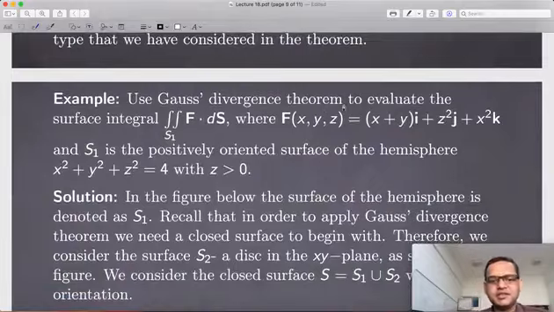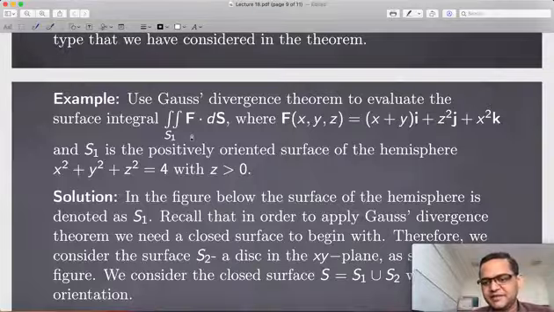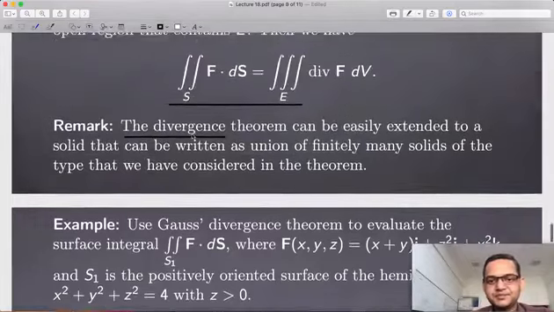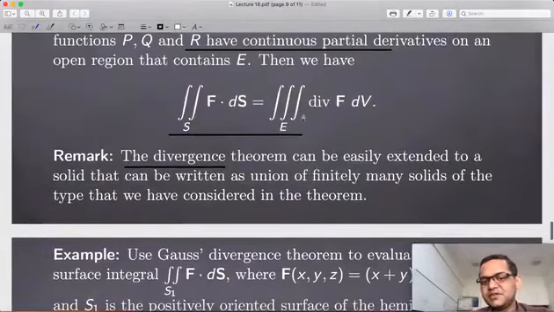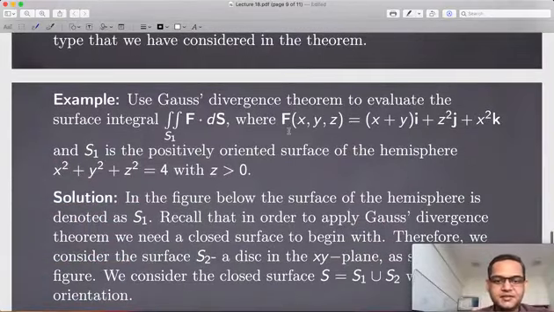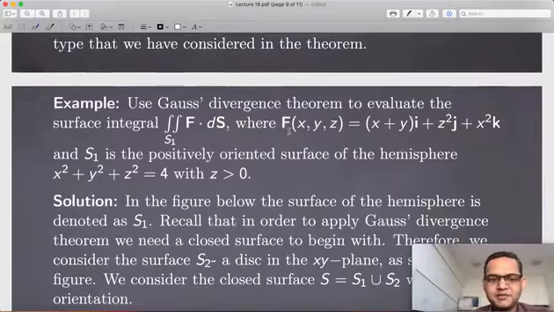Use Gauss's theorem, the divergence theorem, to evaluate the surface integral. As I said, sometimes evaluating surface integrals can be very difficult because you have to write down the parameterization for the surface, and if you change the shape a little bit, that is going to be a problem. But sometimes it can be easier to compute the triple integrals. It depends on the problem at hand.